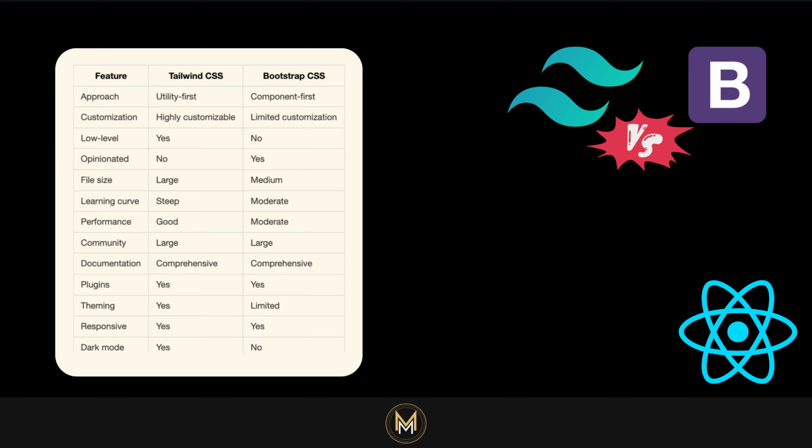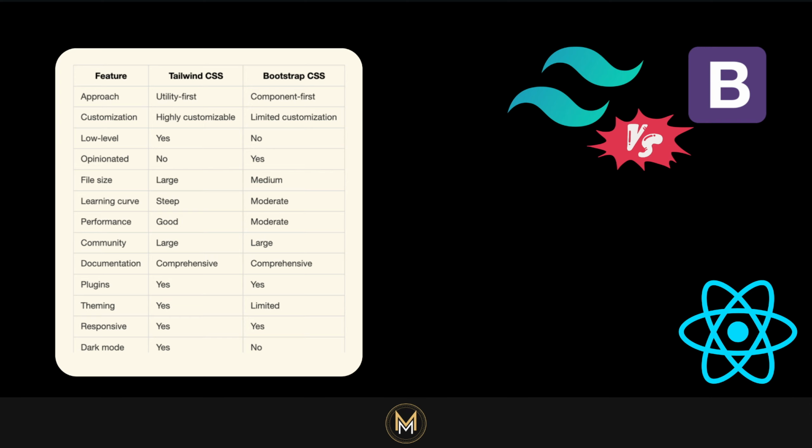And you know why? Because every Bootstrap site looks like a Bootstrap site unless you are going to dive into Sass and change it on your own. For file sizes, Tailwind CSS has large file sizes, CSS files that is, and Bootstrap has medium file sizes. The learning curve is very steep in Tailwind CSS and it's moderate for Bootstrap. Performance-wise, Tailwind CSS is good, so it's not great, it's good, and Bootstrap is moderate.